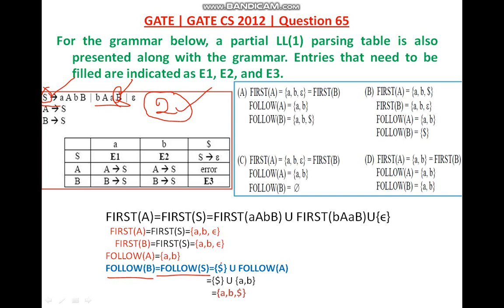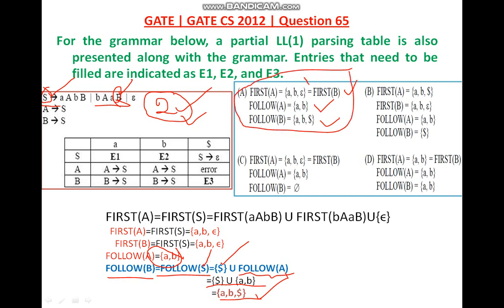Now you know dollar is always included in follow of S because S is the start symbol of the grammar, and union follow of A, by using rule number 2. We have already calculated follow of A as a, b. If you solve this, you would get a, b, dollar. That means we have already checked this part is right, this part is right, this part is right. So you don't need to check whether B or C or D are right or not. So option A is correct.